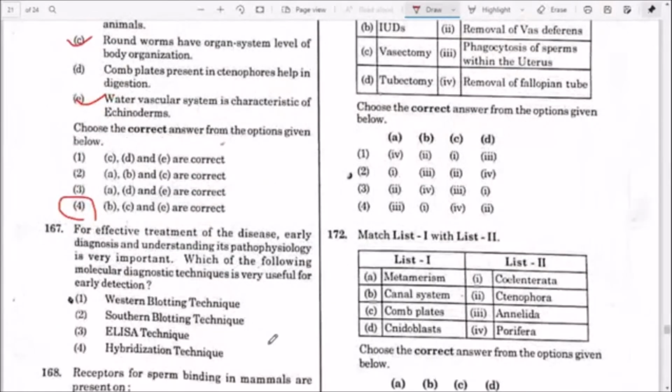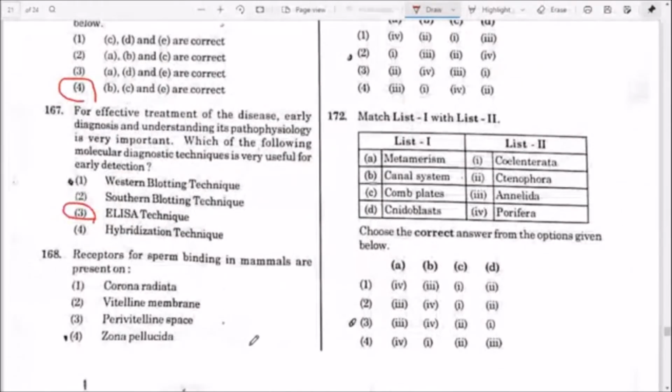Next, question number 167. For effective treatment of the disease, early diagnosis and understanding its pathophysiology is very important. Which of the following molecular diagnostic techniques is very useful for early detection? ELISA technique. Yes, option number 3 is the correct option, students. Next, receptors for sperm binding in mammals are present on zona pellucida. Option number 4 is the correct option, students.